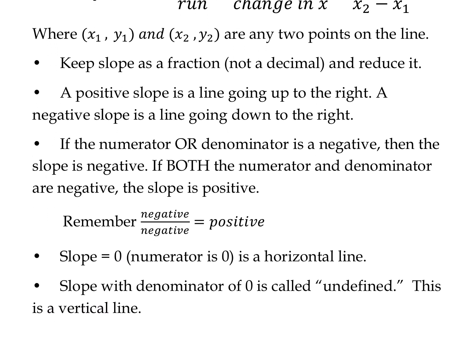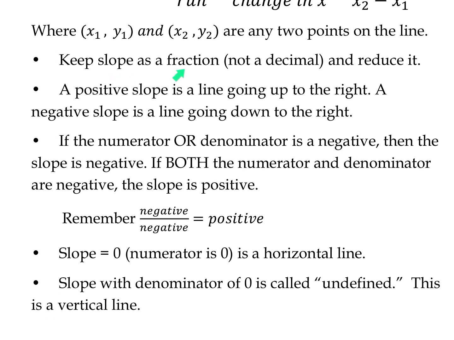Keep it as a fraction, right? You want to have slope as a fraction. Don't turn it into a decimal, but reduce the fraction. Positive slope is a line that's going up to the right. Negative slope is going down to the right. And if you have the numerator or denominator negative, then the slope is negative. If you have them both negative, remember, a negative over a negative gives a positive value, right? Negative over negative is a positive. So keep that in mind as we work with slope.